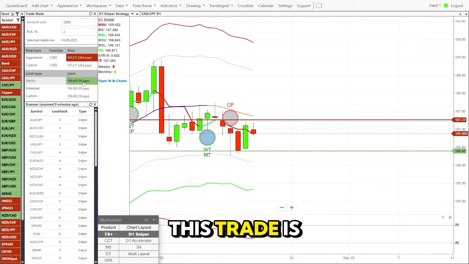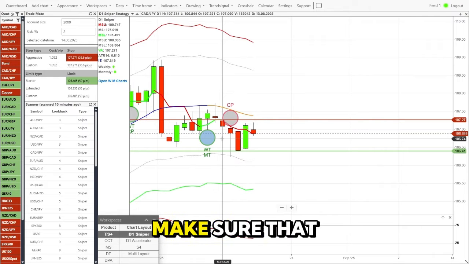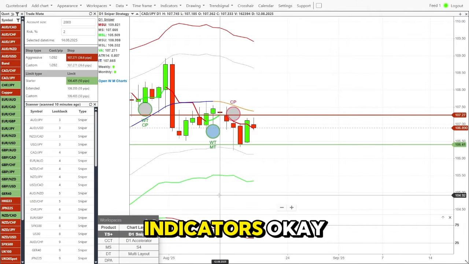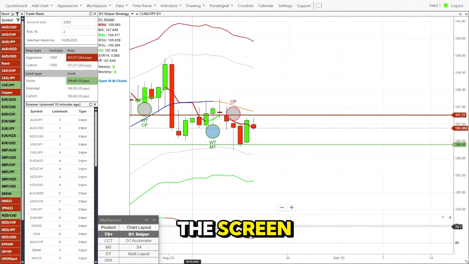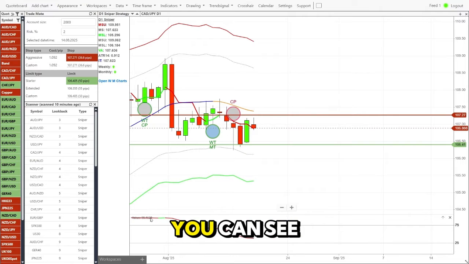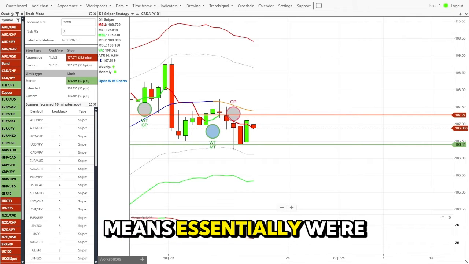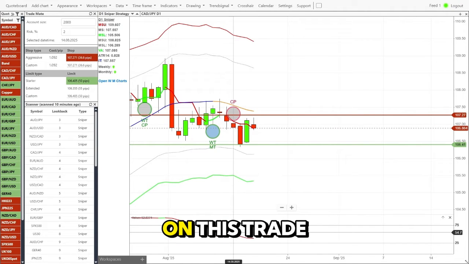To confirm that this trade is worth taking in the first place, we need to make sure that we've seen a cycling of the momentum in the market. We do that through two different indicators. Okay, we look to the bottom of the screen. If I minimize this, you can see red to green to red. The color change is what's important. We go from green to red, which means we're looking for a sell side on this trade.